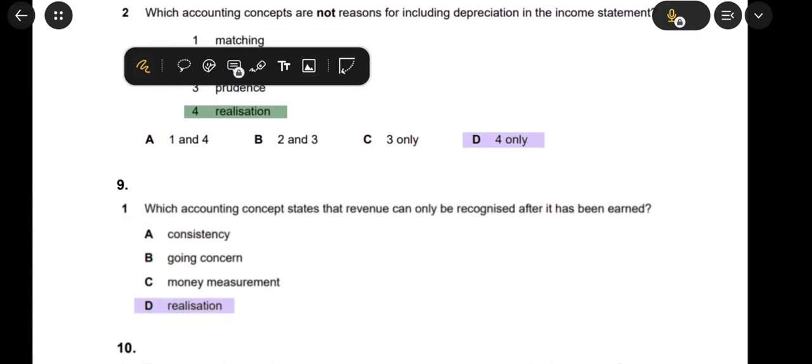Question 9. Revenue is recognized only after it's earned. Which concept is this? Correct answer, D. Realization. Explanation. Realization means you record revenue when it's earned, not when cash arrives. For example, if you deliver goods today but get paid next month, you still recognize revenue today. That's realization in action.